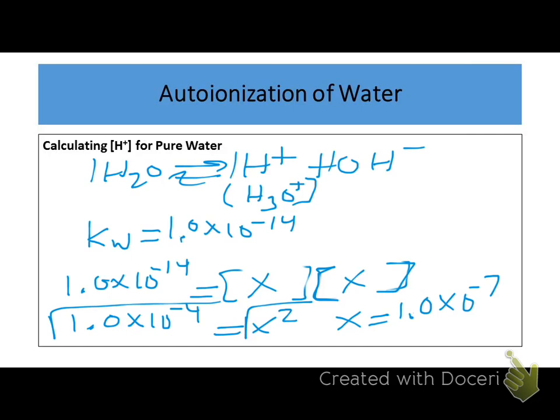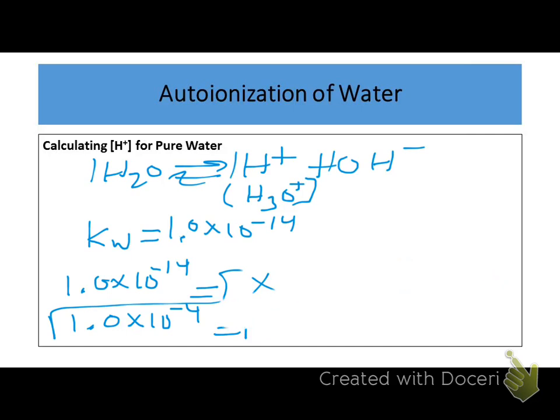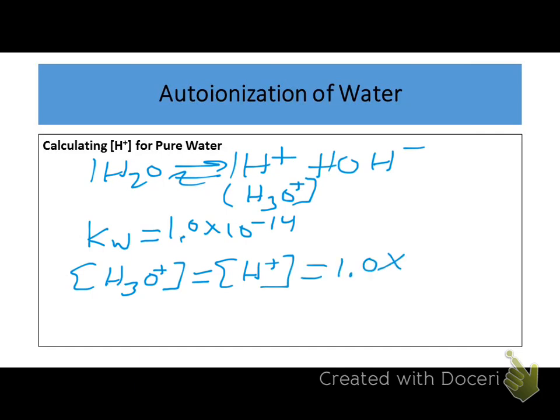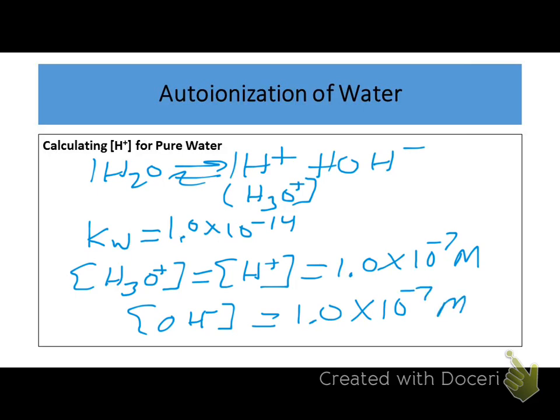So what does that tell us? Well, let me erase all of this so I have more room. Hopefully you have more room in your notes. That tells us that the hydronium ion concentration, which is really equal to the H plus concentration, because they're the same, is equal to 1.0 times 10 to the minus 7 molar. All right? And the OH minus concentration is equal to 1.0 times 10 to the minus 7th molar as well. So both concentrations at equilibrium are going to be equal to each other.